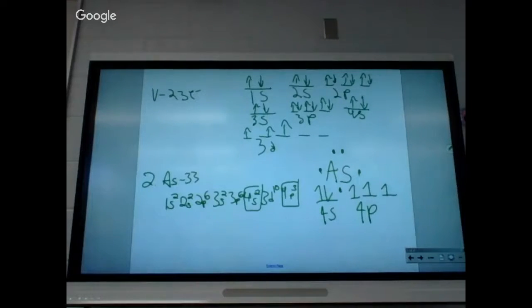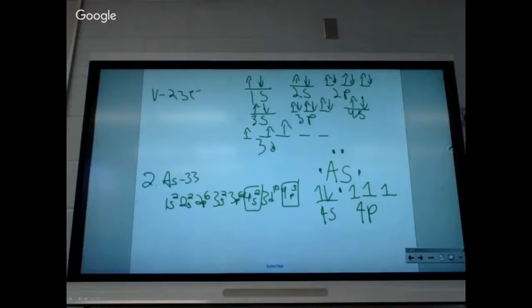All right. So Zoe circled the outer shell. She drew the arrows for 4S and for 4P. And then she drew the dots for 4S and for 4P. So are we okay with the dot diagram? Yes. All right, so for shorthand.